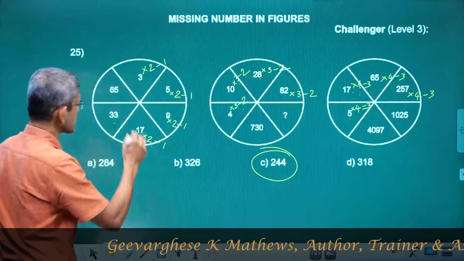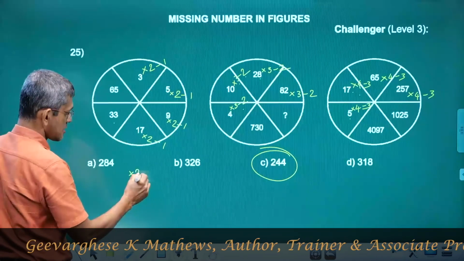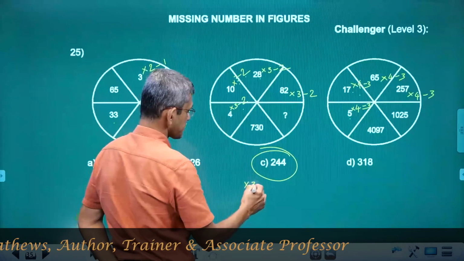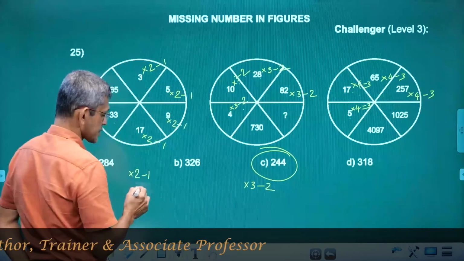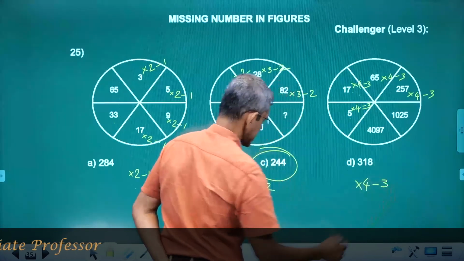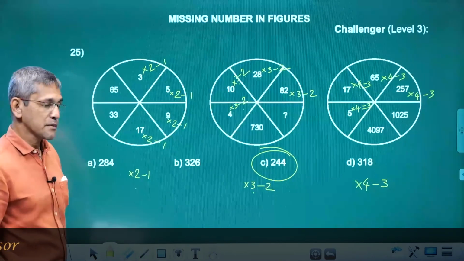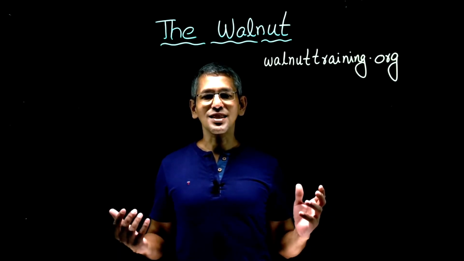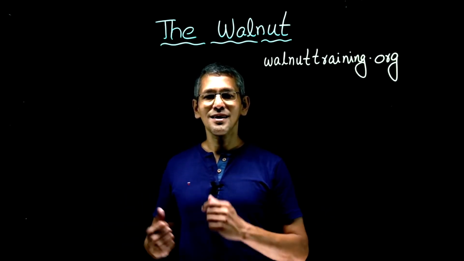So what is the pattern for the first circle? Into 2 minus 1. The second circle was into 3 minus 2. And the third circle, into 4 minus 3. So that's the pattern. We have done a number of challenging questions from this area.